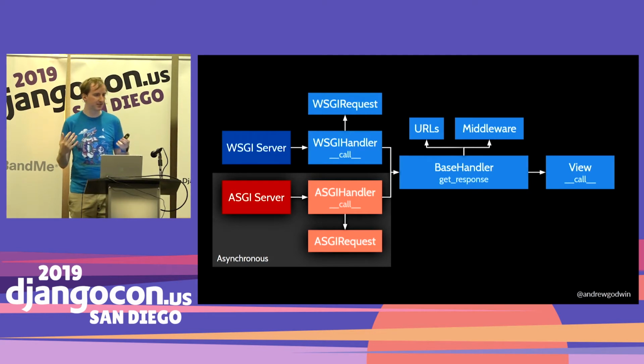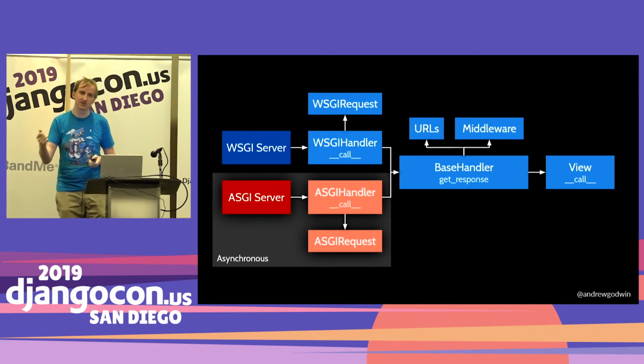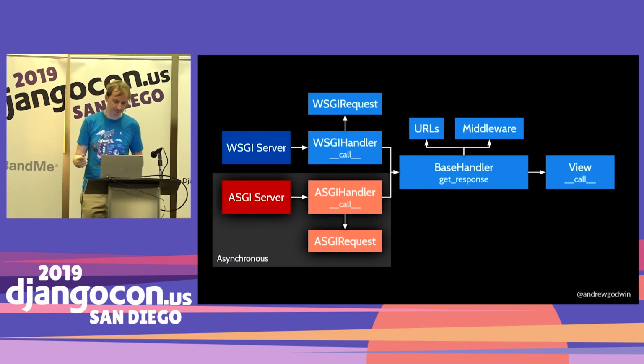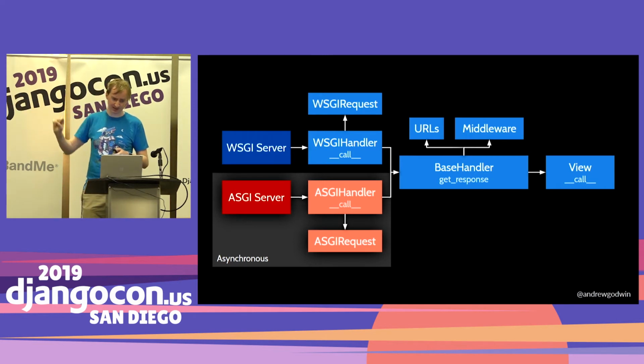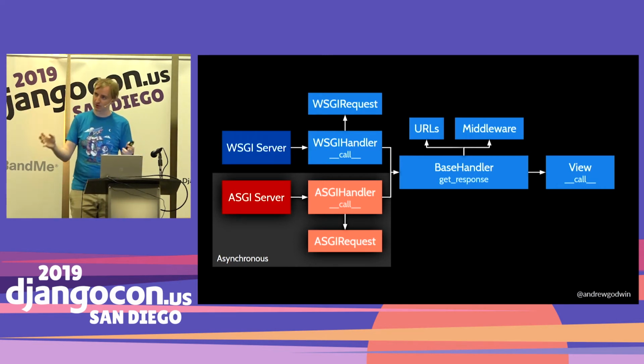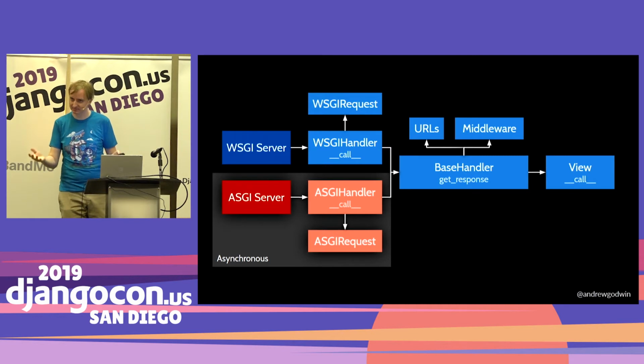And in Django 3, these are the async parts. The ASGI server, the handler, and the request run natively asynchronously. And then as soon as ASGIHandler passes control to the BaseHandler, it switches and runs in a thread in synchronous mode. And that's kind of nice because it means I didn't have to touch the rest of Django. We literally just added the bits on the bottom left here in red, and then it just sort of worked. It wasn't quite that easy, but relatively it was fine.